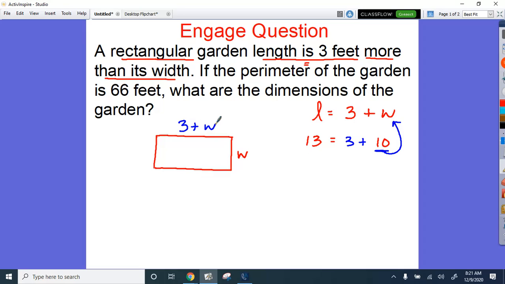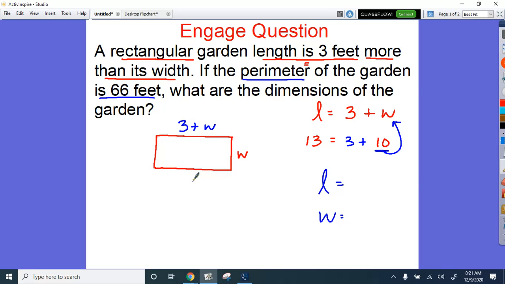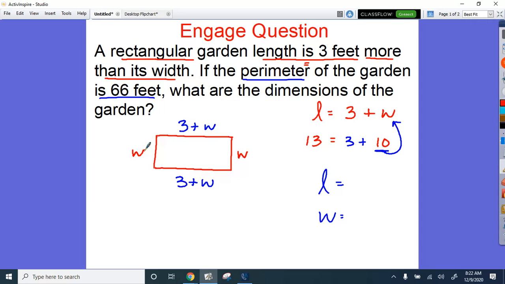Okay? Now we're talking about the perimeter of the garden is 66 feet. We have to find the dimensions of the garden. So we are asking ourselves, what's the length? What's the width? Okay? So here's what I know. I'm going to continue labeling. If I know that this top up here, this length is 3 plus W, that means the base down here is also 3 plus W. And then if I know, because I'm talking about a rectangle here, I know that this is W on one side. That means the other side is equal, meaning making that W as well.